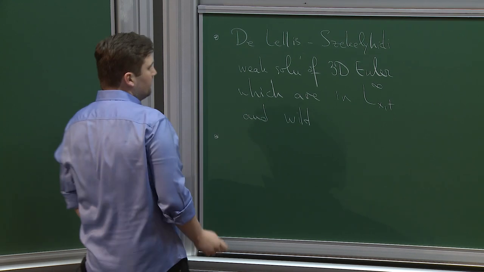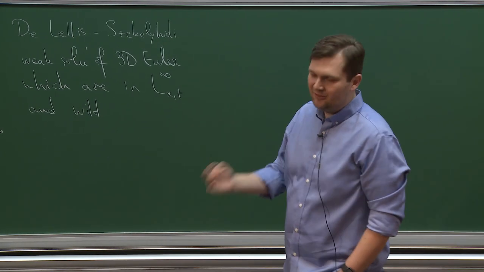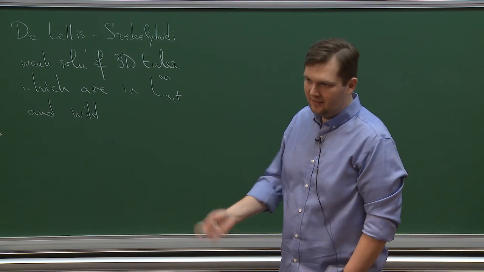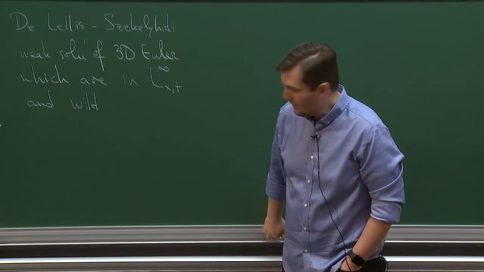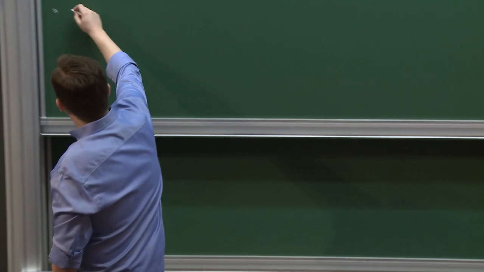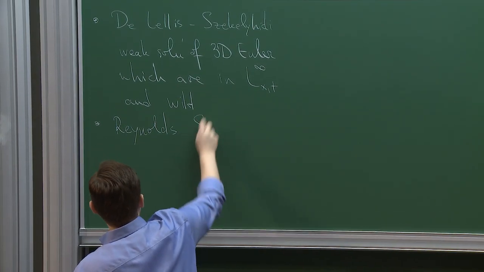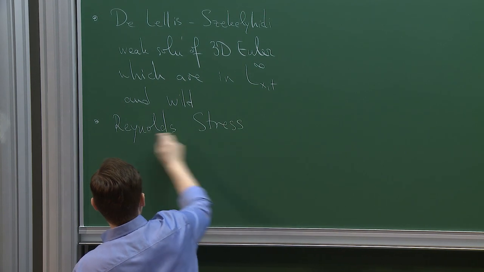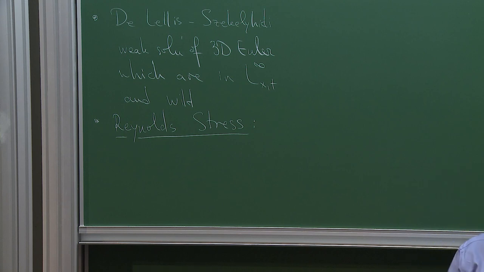So I want to basically sketch the proof that they did. Not really the proof, but more like the fundamental ideas behind the proof. And then, as we discussed last time, I'll do a toy example instead of the actual proof. So the story starts with this concept of a Reynolds stress. And this idea is very simple.